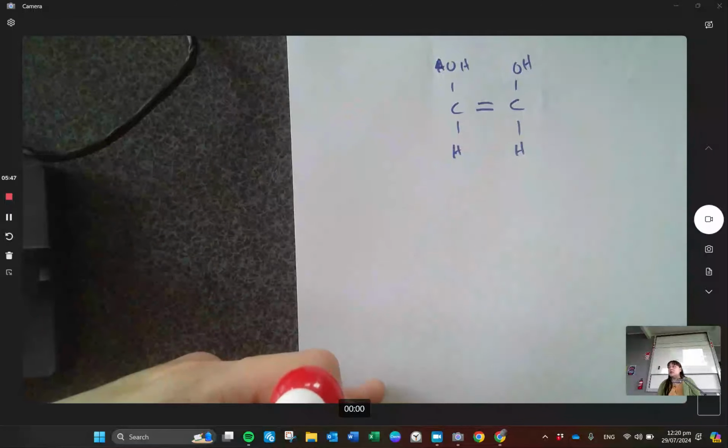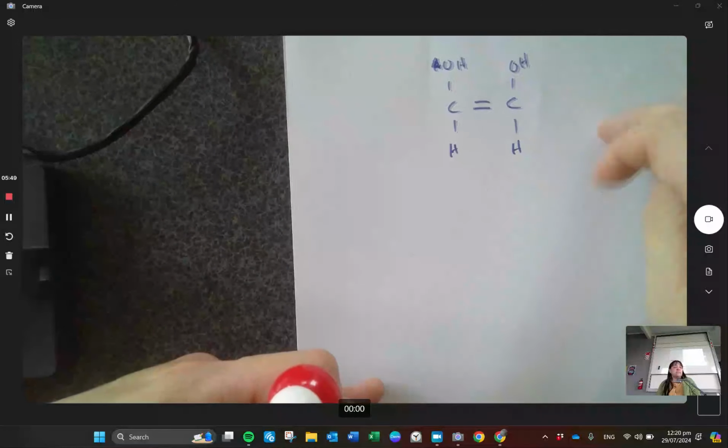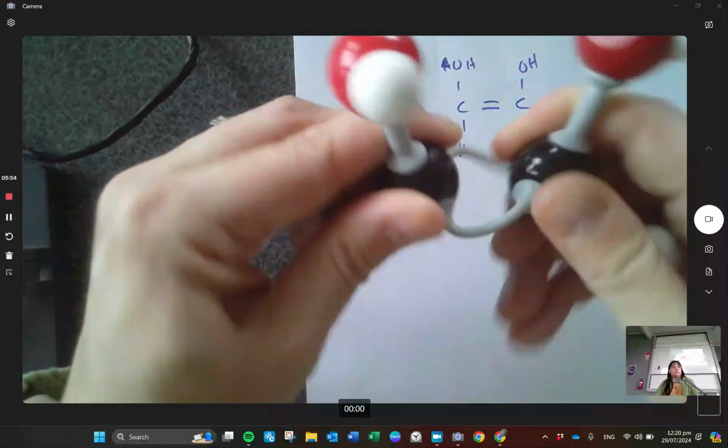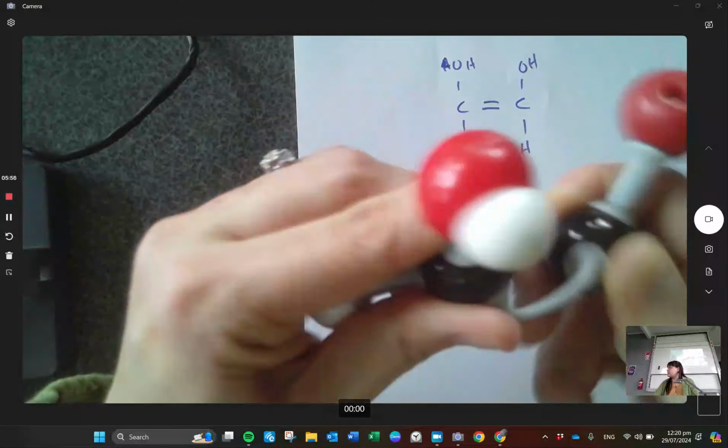And I said, it usually doesn't matter. In this case, it does matter because the double bond cannot rotate. So you see how I can't twist the molecule around? All right, and you can try to force yours to do as well.